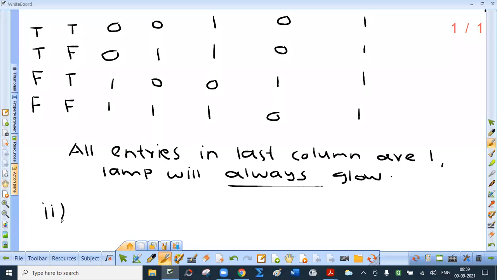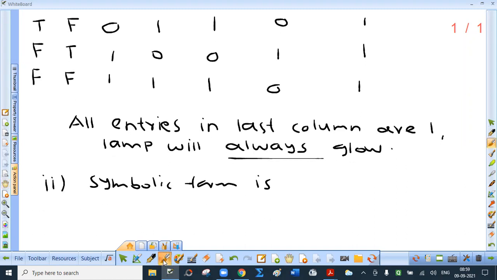Now second, what is the symbolic form? Symbolic form is P or not P and not Q, or P and Q. Yes. Now construct switching table.